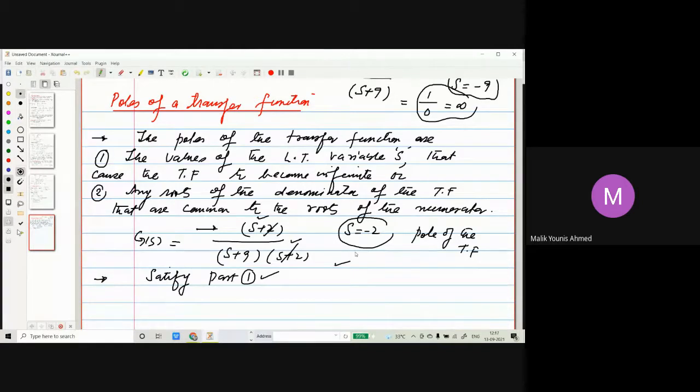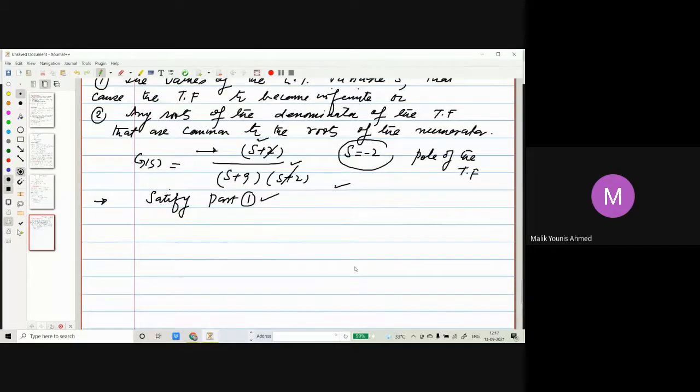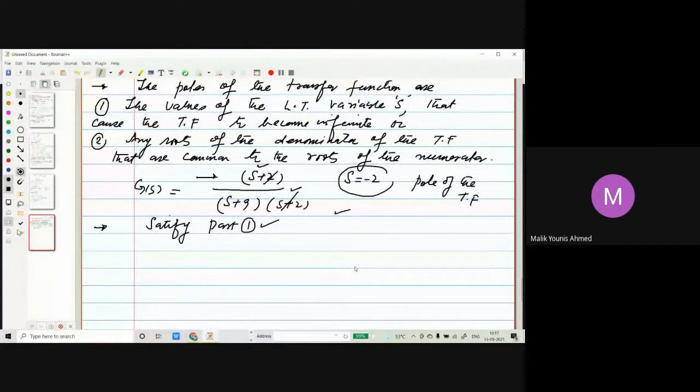Somebody may ask the question, sir, why are we cancelling? Its significance and importance will come ahead. I will tell you why we are considering this also a pole. If we are considering this as a pole, then sometimes we will also consider this as a zero. So this has to be included in the second part of the definition. Although these two will cancel each other, the value of the transfer function will not become infinite.